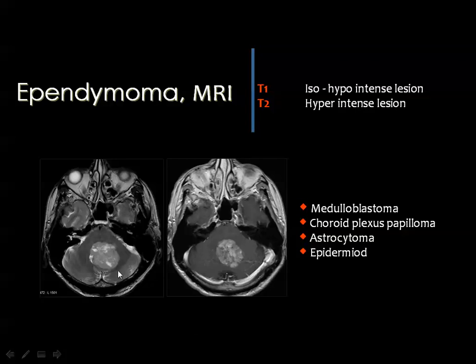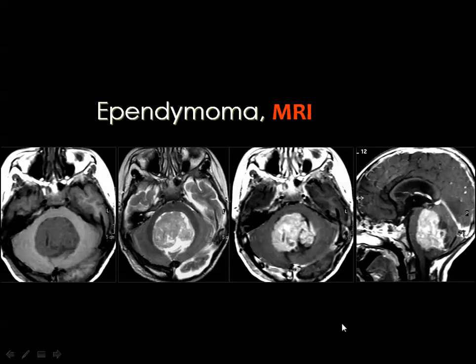This is a T2 weighted image, and you see the tumor centered to the fourth ventricle, and this is T1 post contrast, and you see the enhancement of the lesion. This is also a good presentation of ependymoma by MRI.